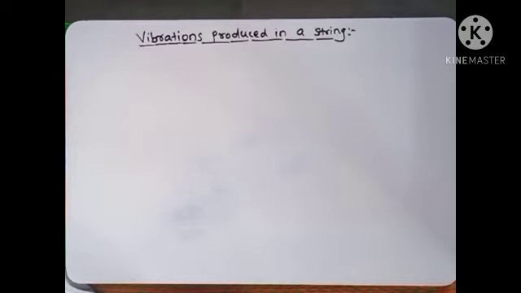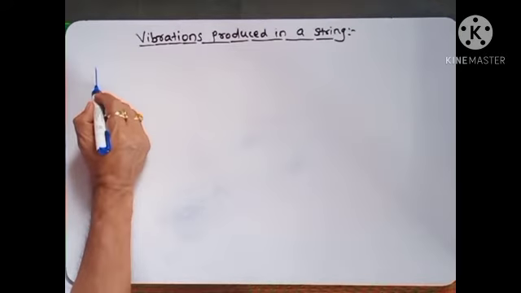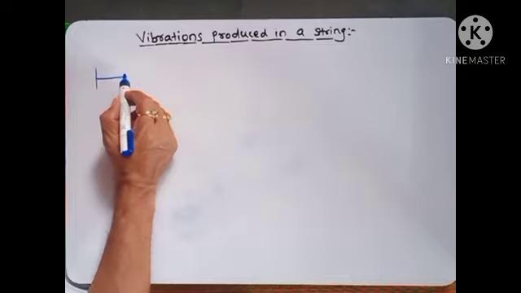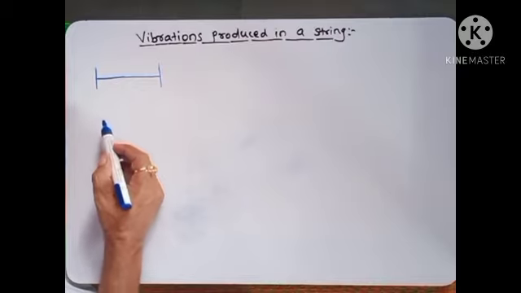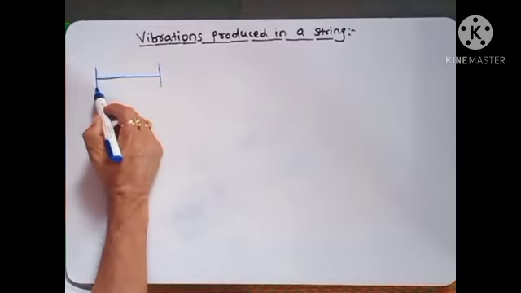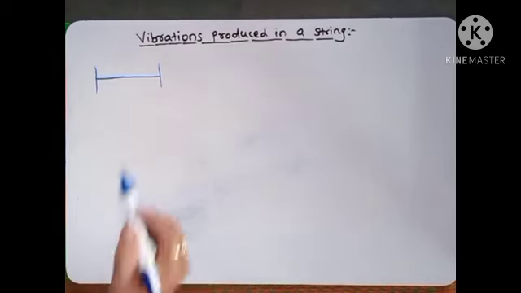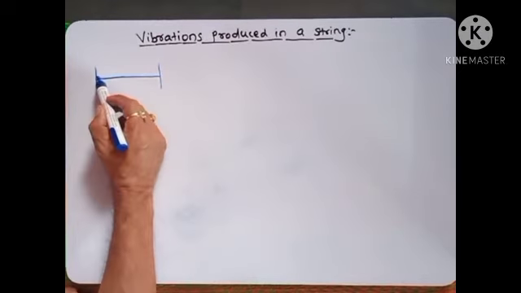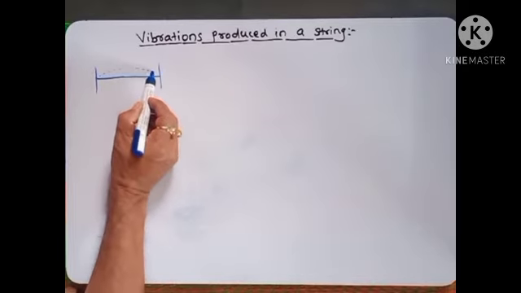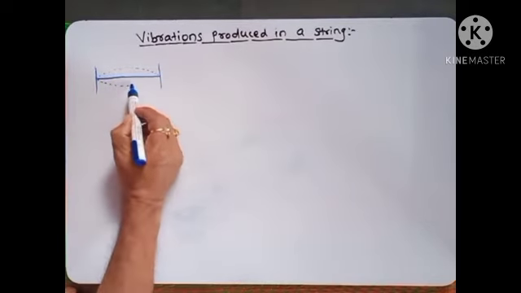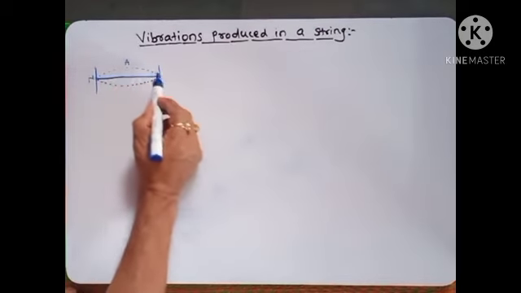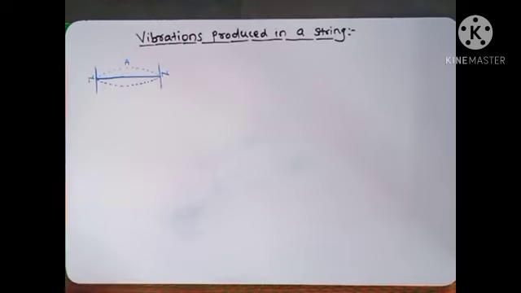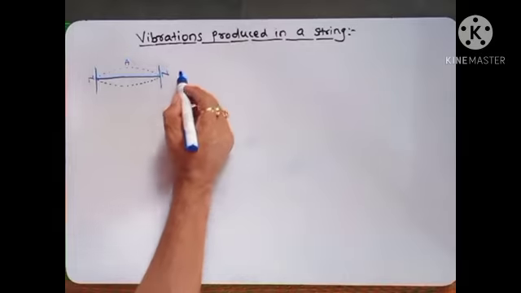Suppose the string is fixed between two rigid supports, and suppose we are going to vibrate this string. Then, like an air column, at fixed ends a node is always formed. Whenever a string vibrates, at least one antinode and two nodes must be formed at the two ends. Suppose we consider this as figure A.